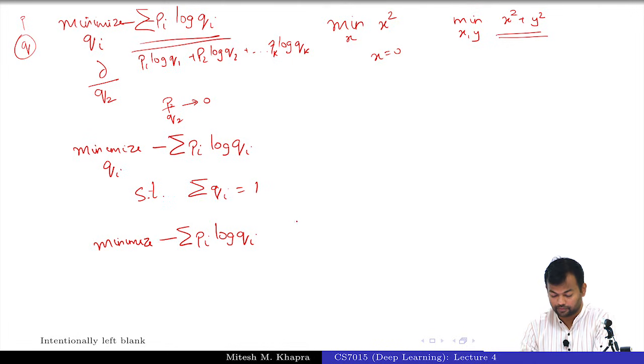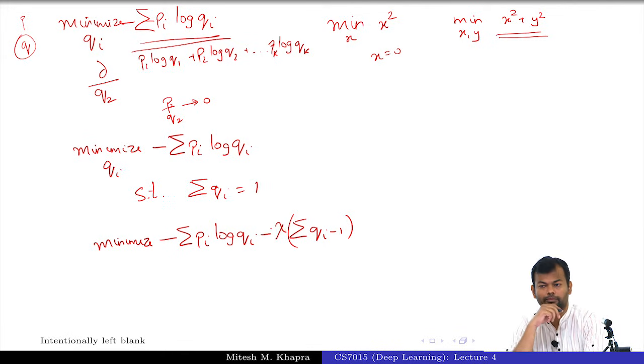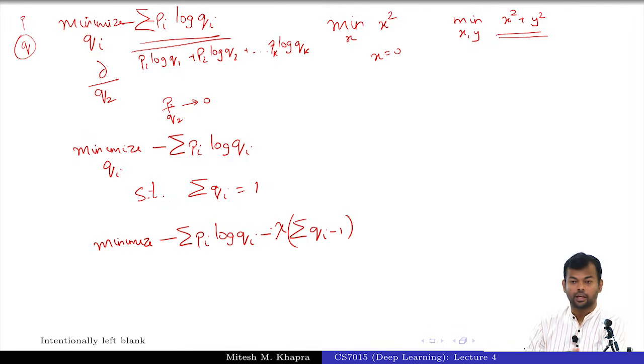Then summation of Qi minus 1, lambda, then minus. Okay. How many of you understand the intuition behind this? Okay, that's a good answer. Okay. Now let me try to explain why this makes sense, right?